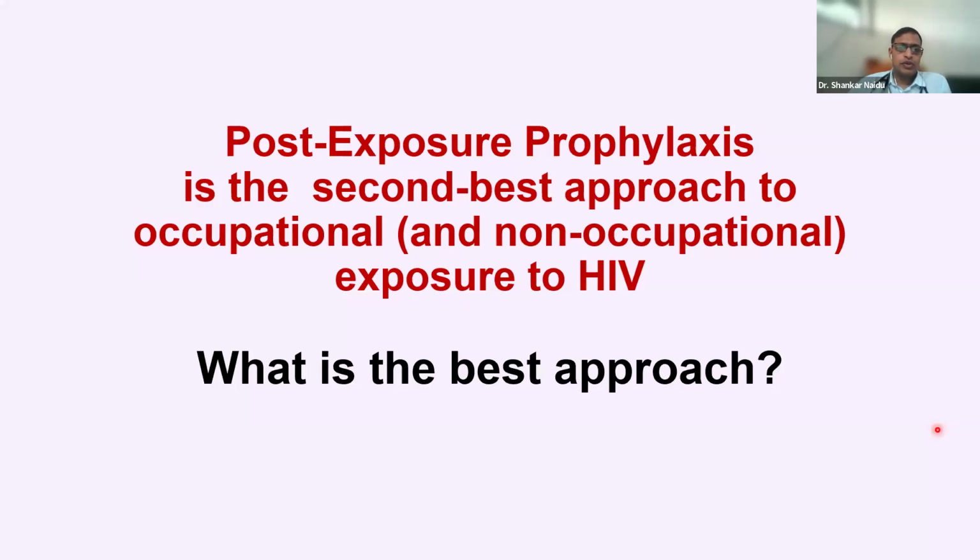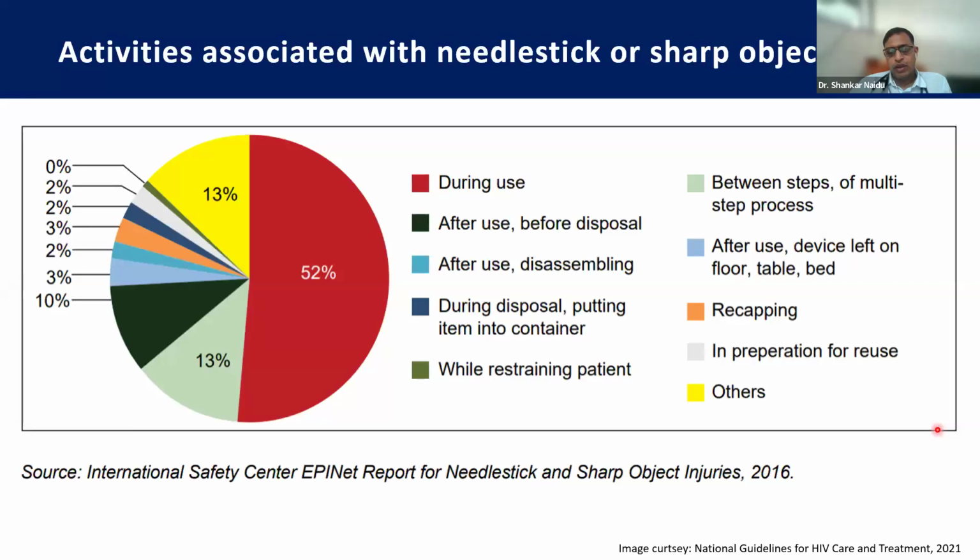So post-exposure prophylaxis is the second best approach to occupational exposure to HIV. So what would be the best approach? Logically thinking, the best approach would be to prevent occupational exposure. For advising on how to prevent occupational exposure, we should know what the various activities are which are associated with increased risk of occupational exposure.